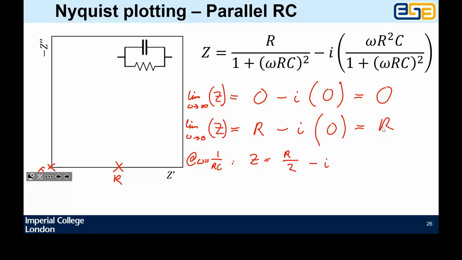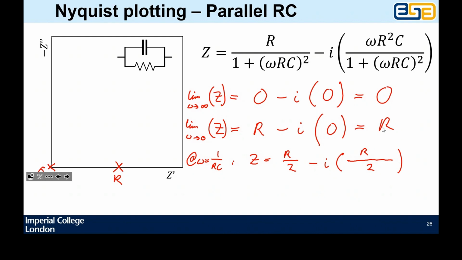We'll have minus i times, omega is 1 over RC. So we've got 1 over RC times R squared C. So that's just R on the top. R. And same as we got last time, it's just going to be 2, isn't it? Again, 1 plus 1 over RC times RC squared. 1 plus 1 is 2. 2. Okay. So there is an interesting thing that's just happened. Our impedance at this particular frequency, 1 over RC, is R over 2 minus i R over 2.